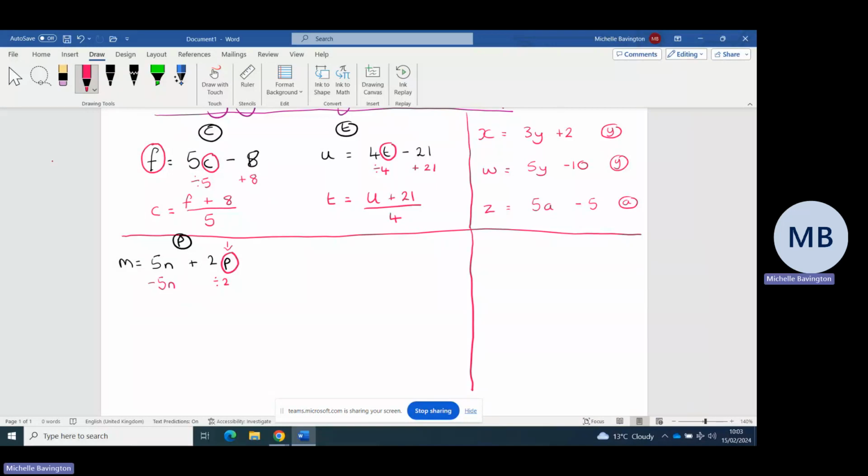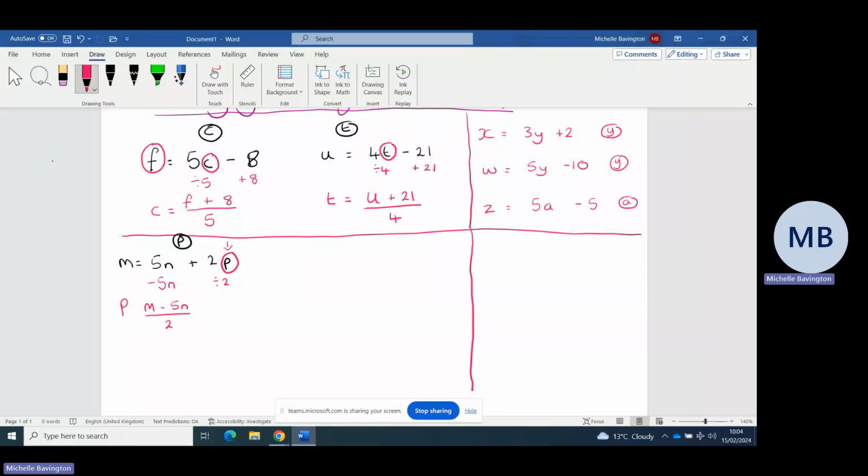So what have I got now? So I've got P. Divide goes at the bottom, so that's 2. I've got my M minus 5n, and that's my answer.